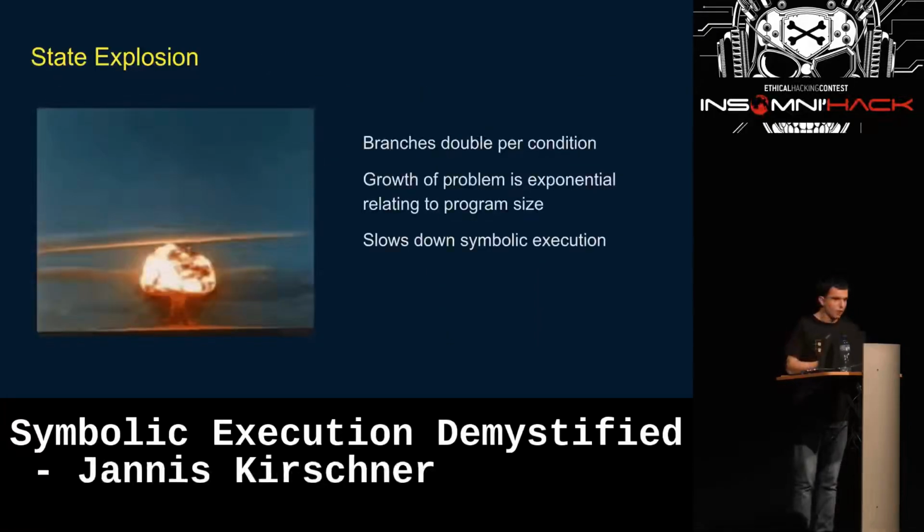A big problem with symbolic execution is that because it takes both sides of every branch, you're dealing with exponential growth. And this can cause state explosion. So just a massive amount of data that you have to search through, that you have to concretize, that you have to work with. And this slows down your progress a lot, especially with big binaries.